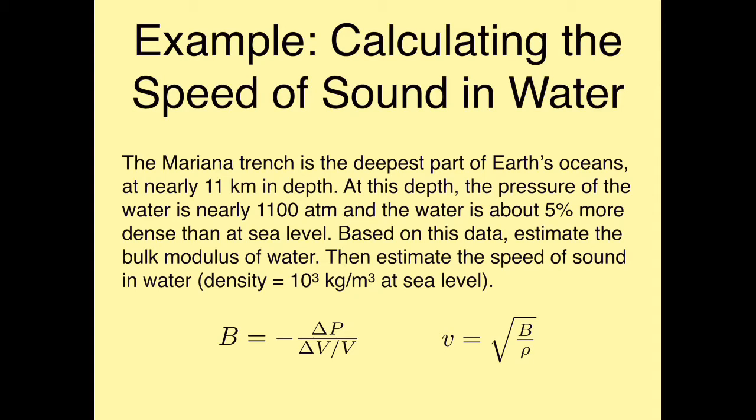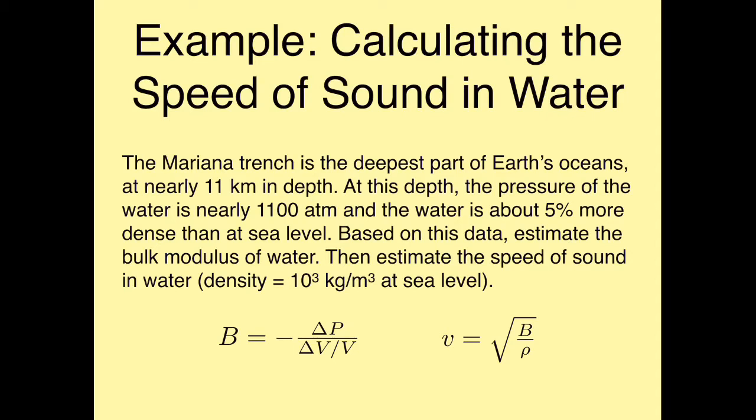So the pressure is crazy high at the bottom of the Mariana Trench, and the water is more dense as a result of that. So in other words, the water is compressed compared to water at sea level as a result of all that pressure. So based on this data, estimate the bulk modulus of water.